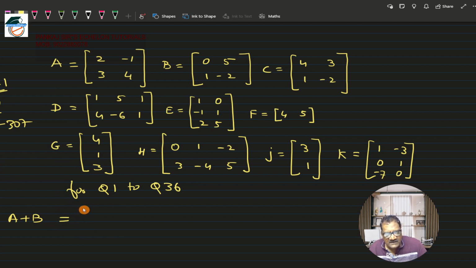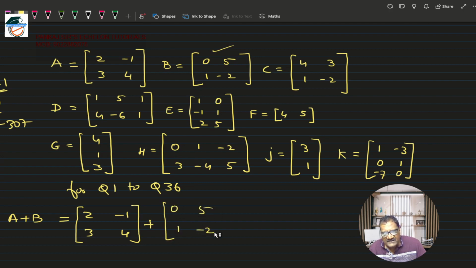Okay, now this is your matrix A, and it is 2, minus 1, 3 and then 4, right, plus matrix B. B is this one. Okay, so it is 0, 5, 1 and minus 2. Now we are asked to add these two matrices.